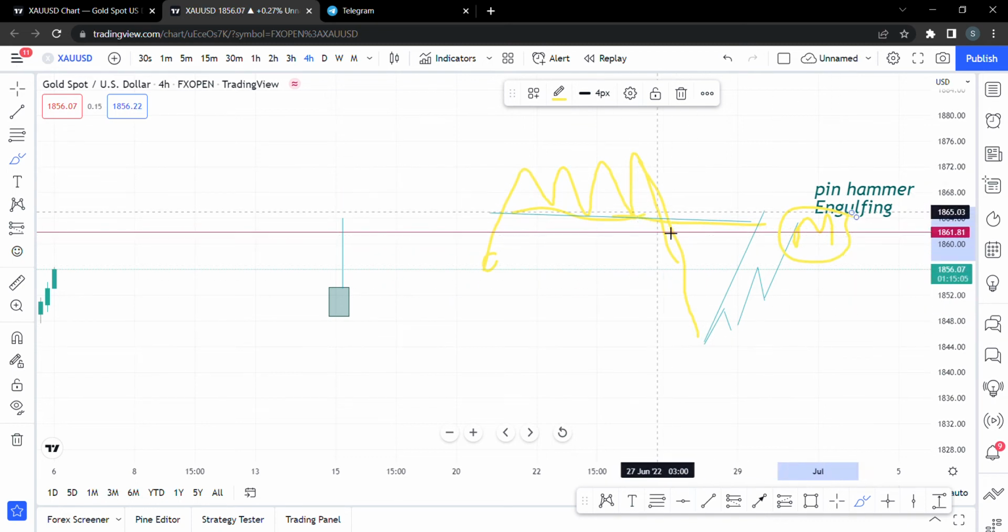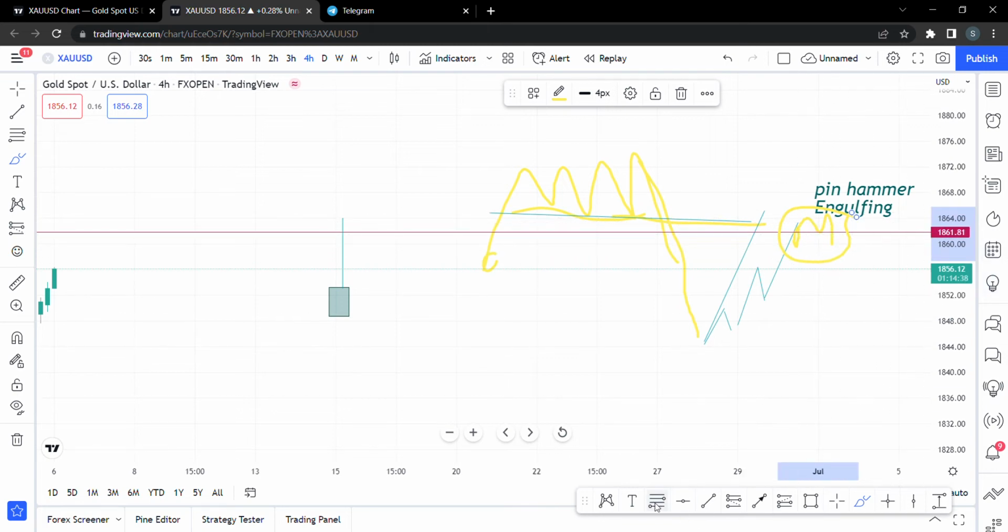We have gotten a broken down market. We have gotten 3 pushes: 1 push, 2 push, third push, right? We've got to the 3 pushes. Now we've gotten our pin hammer on, let's say, the 15 minutes or the 5 minutes. Now we have to go down to the 1 minute, right, to look for the M formation.